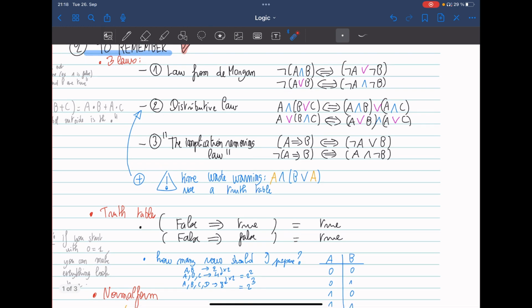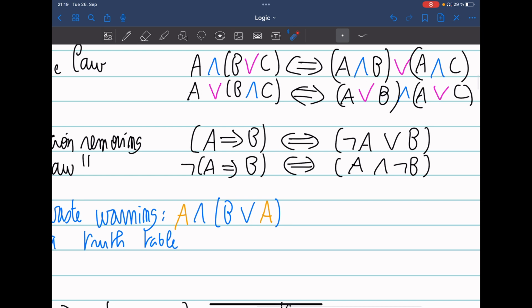Next we would call the implication removing law. There was no name, so it's easier to put a name on something so that you can remember it. The implication removing law, or in German Implikationsauflösungsgesetz, is just called like that because we have an implication here and it's equivalent to something without the implication. A implies B is the same as not A or B. Not (A implies B) is the same as A and not B.